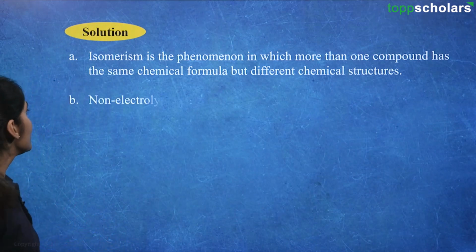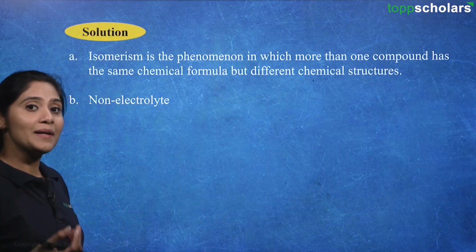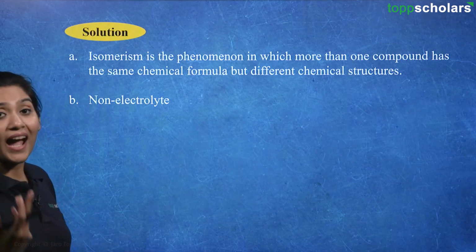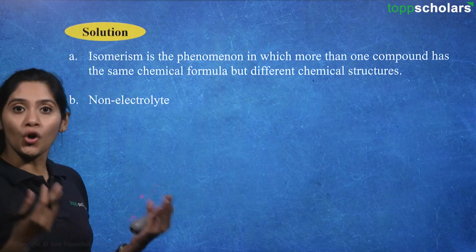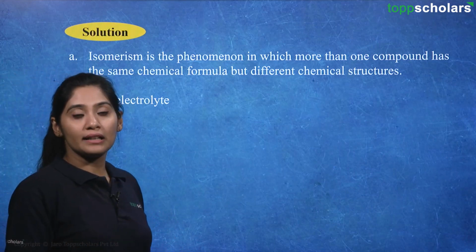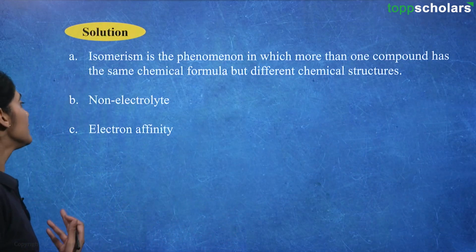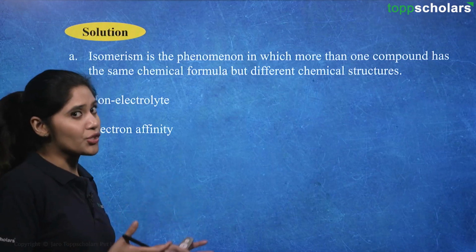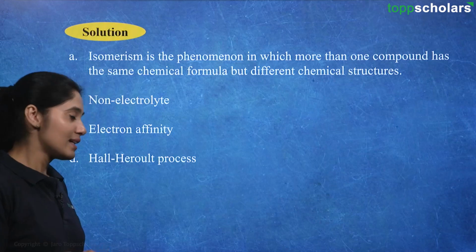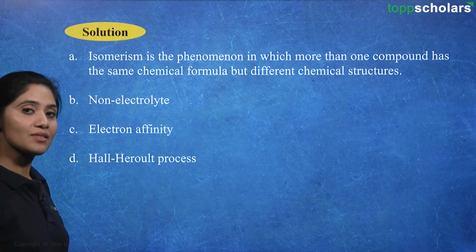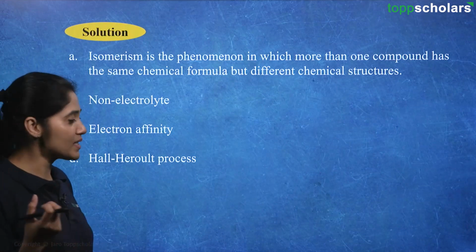chemical structure. Second is non-electrolyte, right? It is not forming any charges in either the aqueous solution or a molten solution. So non-electrolytes do not conduct electricity even in aqueous solution or in molten state. Then the answer for C is electron affinity, right? Then what is the most popular process? It is the Hall-Héroult process for extracting aluminium from its ore or purification of aluminium from its ore.